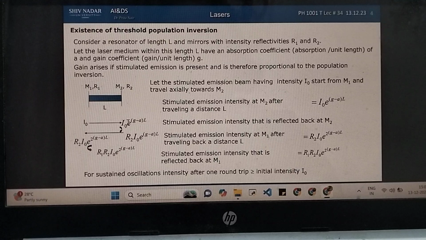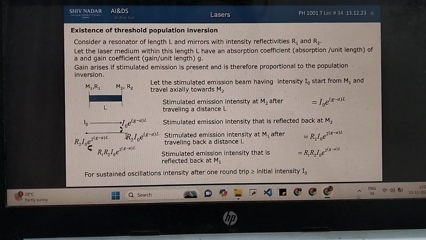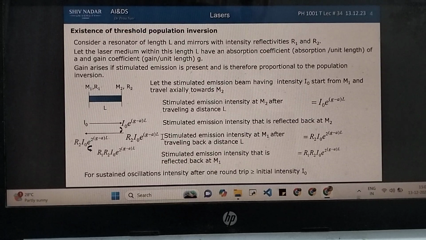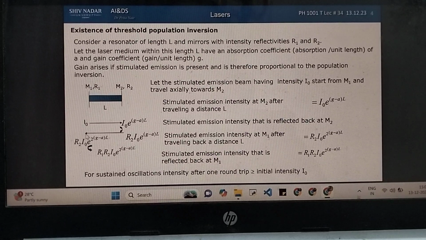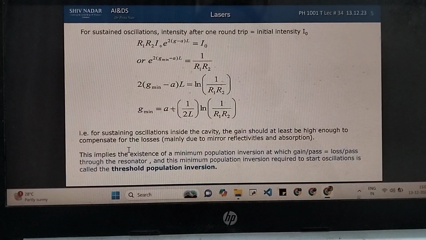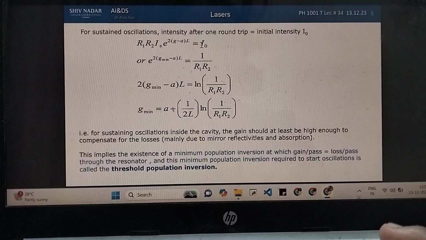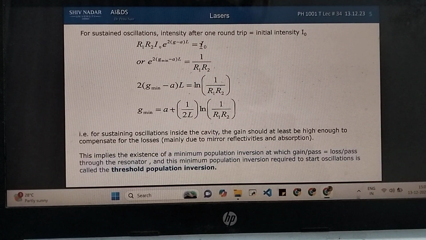A stands for absorption. Now this is reflected back by M2 with reflectivity R2, so it becomes R2 I0 e raised to (g minus a) times L. It travels back all the way here, so again it becomes R2 I0 e raised to 2(g minus a) times L. Again reflected back by M1 with reflectivity R1, it becomes R1 R2 I0 e raised to 2(g minus a) times L. So this should be greater than or equal to the initial intensity I0. In the worst case, it should at least be equal.